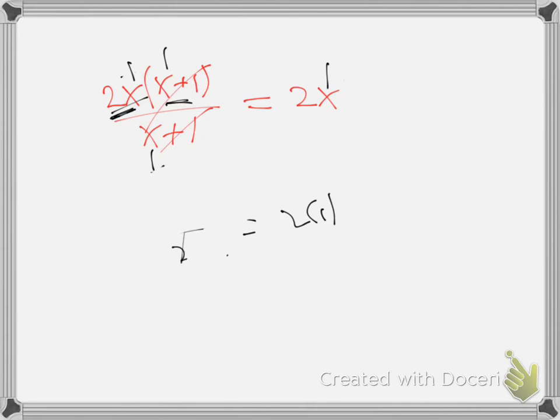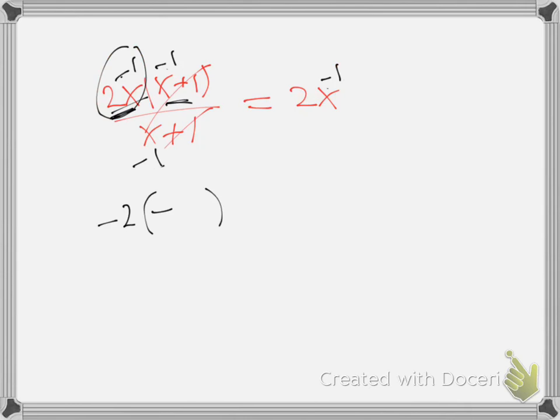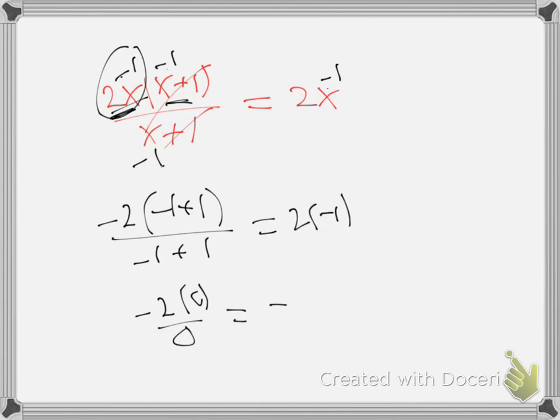Okay, but there's one number for which it does not work. It is not true. -1. If you put in x is -1 on both sides, it's not true. Why not? Well, what's 2 times -1? -2. That's not a problem. -1 plus 1 over -1 plus 1? That's 0 over 0. And what's this side? 2 times -1, -2. Well, you just cancel these. No, you can't do that. What have we said is 0 on the bottom? Yeah, that's infinity.